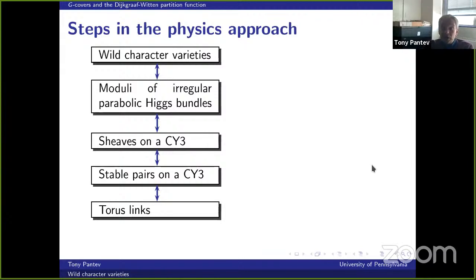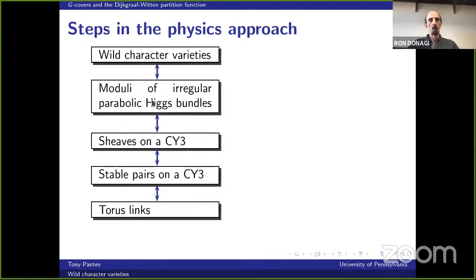And in the physics strategy, we are going to use a bunch of dualities in order to get the formula for those Euler characteristics. So we are going to rewrite the wild character varieties by some homomorphism as a different moduli space, as a moduli space of parabolic Higgs bundles on the surface with irregular singularities. Then we are going to use some duality with gauge theory in order to rewrite this moduli of irregular parabolic Higgs bundles as a moduli of sheaves on Calabi-Yau threefolds.